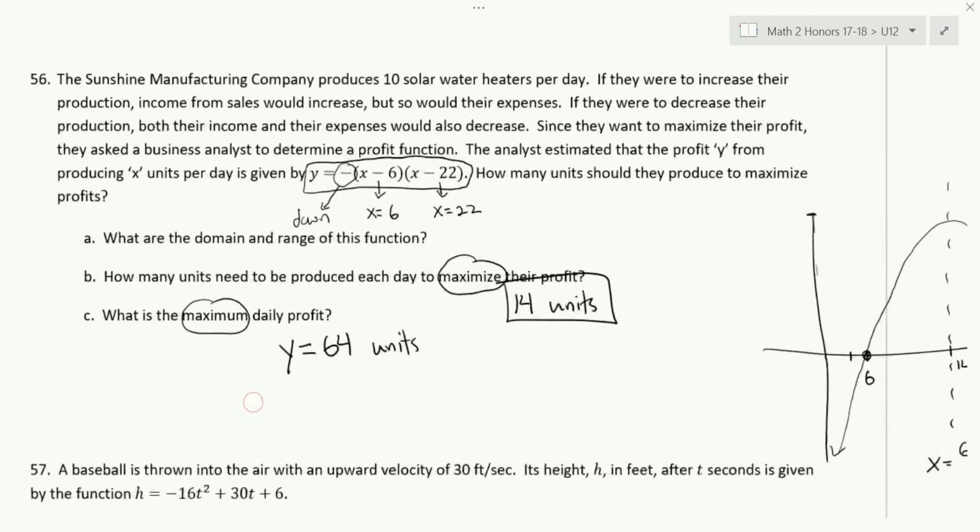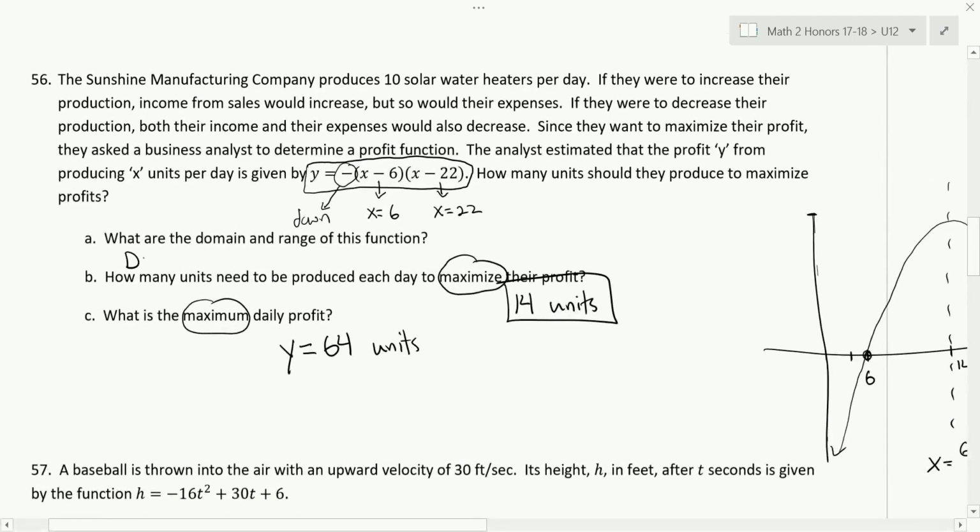And so for our domain, we're going to say our x value is going to be greater than or equal to 0, or 0 is less than or equal to x. And we're not going to put a restraint for the max on that one.